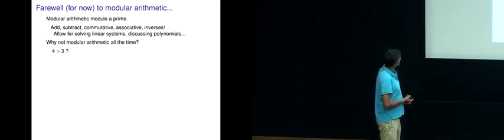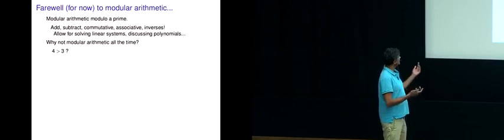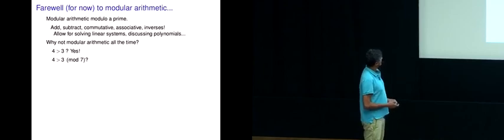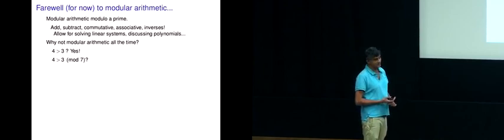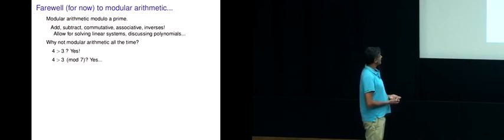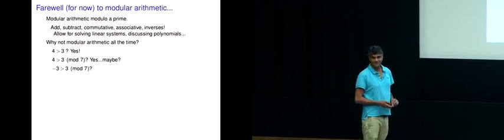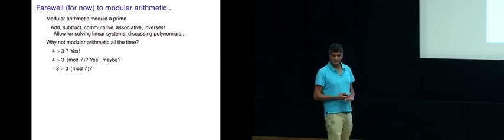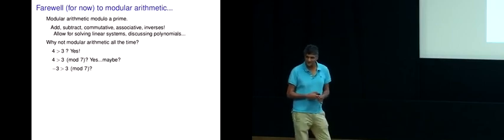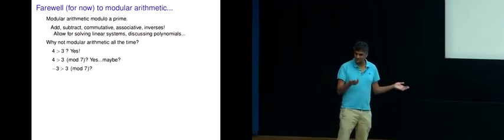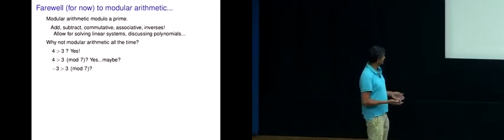Okay, 4 is greater than 3. That seems fine, right? What do we use numbers for? Well, we compare things, right? That's true. Is 4 greater than 3 mod 7? What does that even mean? Yes? Maybe? Well, 4 is also negative 3 mod 7. So is negative 3 greater than 3 mod 7? Okay, so there's something weird about modular arithmetic. These numbers don't have an ordering. It doesn't make sense to talk about order, and we like order with our numbers.